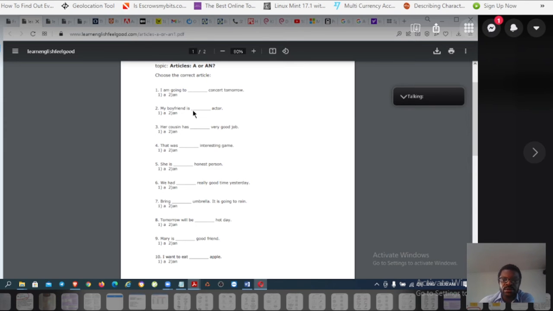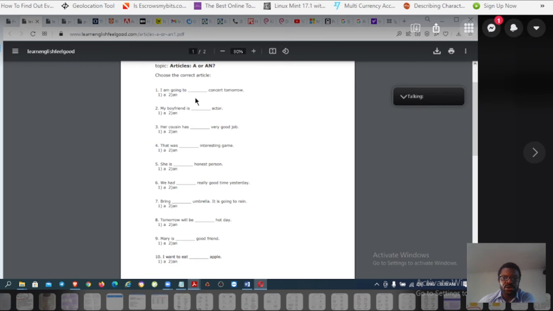I'm going to a concert tomorrow. Don't forget, your A and AN are called what? Articles. They both mean the same, but we use them depending on the letter or the sound of the word we're using them with. If it is a consonant sound, then we start with A. But if it is a vowel sound, then we start with AN.